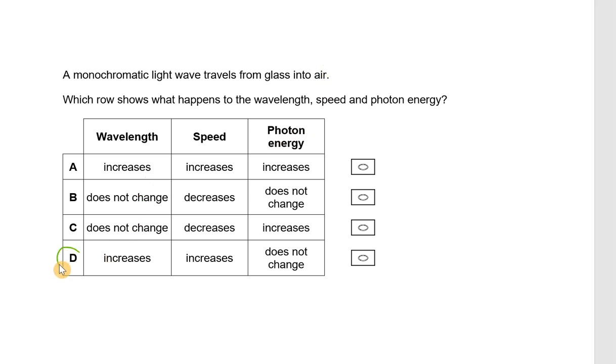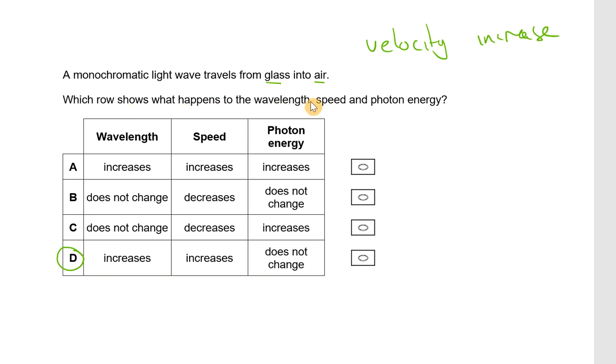If you got the answer D, well done. So, a monochromatic light wave travels from glass into air, so it's travelling from a more optically dense medium into a less optically dense medium. So its velocity is going to increase. Its speed will definitely increase.